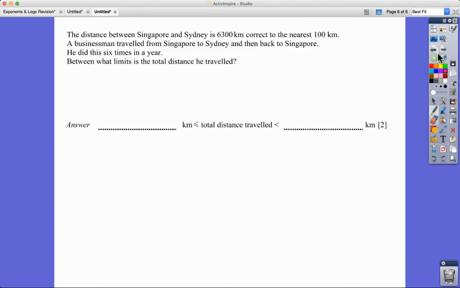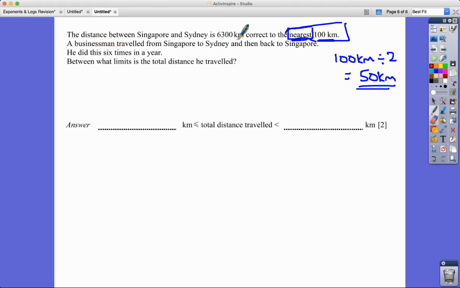And last but not least, this is an upper and lower bounds question. The clue here is this word, nearest. The distance between Singapore and Sydney is 6,300 kilometres, correct to the nearest 100 kilometres. That's what I'm going to hone in on first, because whatever it's the nearest of, in this case 100 kilometres, my first step is to divide that by 2 and I get 50 kilometres. So you look for that word nearest, whatever comes after it, half it. That's going to be part of my working out.